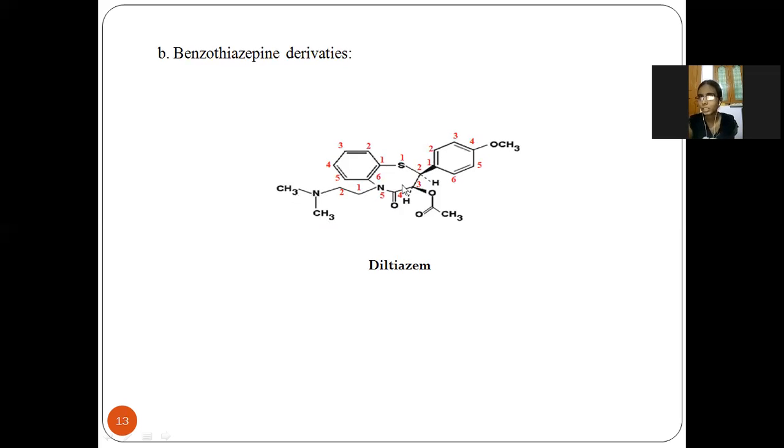So this is the structure of the benzothiazepine, meaning the benzene structure, and thia means sulfur, aza means nitrogen. So for this benzothiazepine, in the second position, 4-methoxyphenyl is attached. In the third position, acetyl group is attached. In the fourth position, oxygen group is there, and in the fifth position, dimethyl amino ethyl group is there.